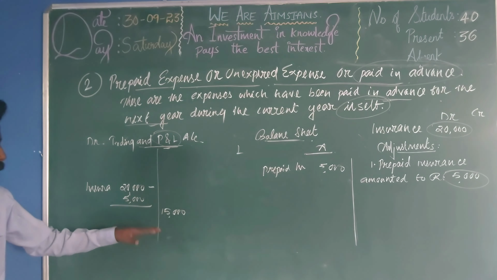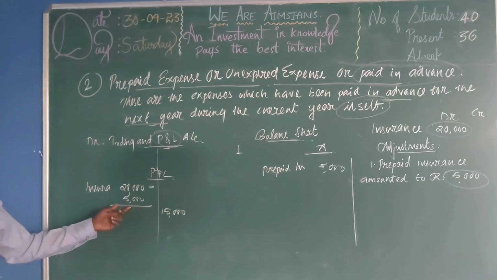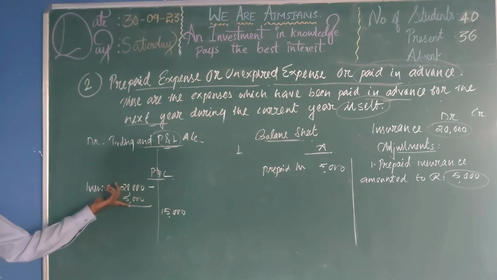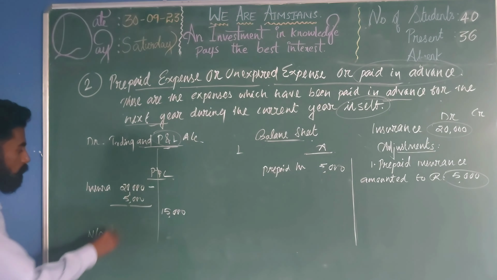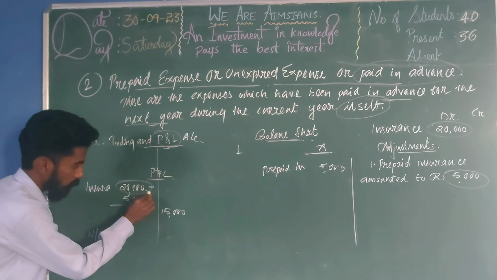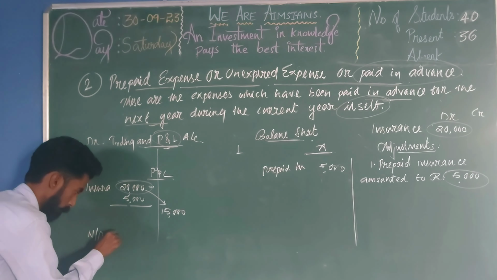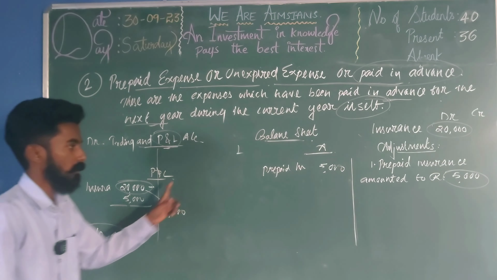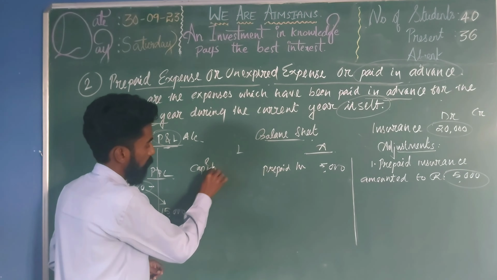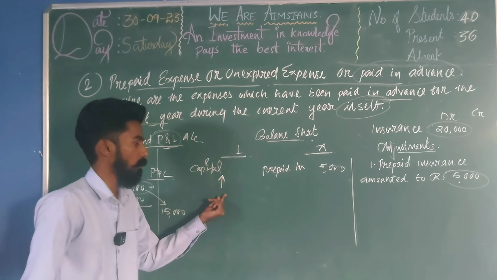Now see the overall impact of this. In the P&L account, if you are minusing an expense, automatically what will happen to net profit? Suppose our expense was 20,000 and it is reduced to 15,000, your net profit will go up. If an expense is reducing, your net profit will go up. If net profit goes up, on the liability side of the balance sheet, capital will go up.